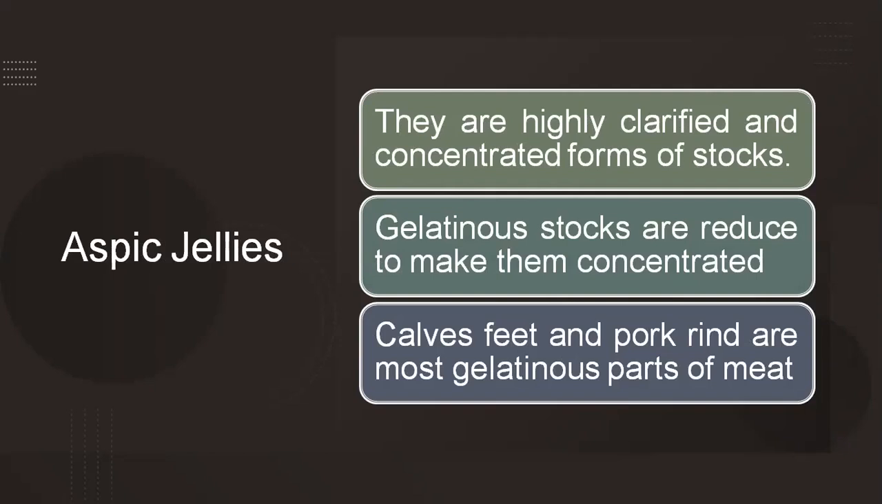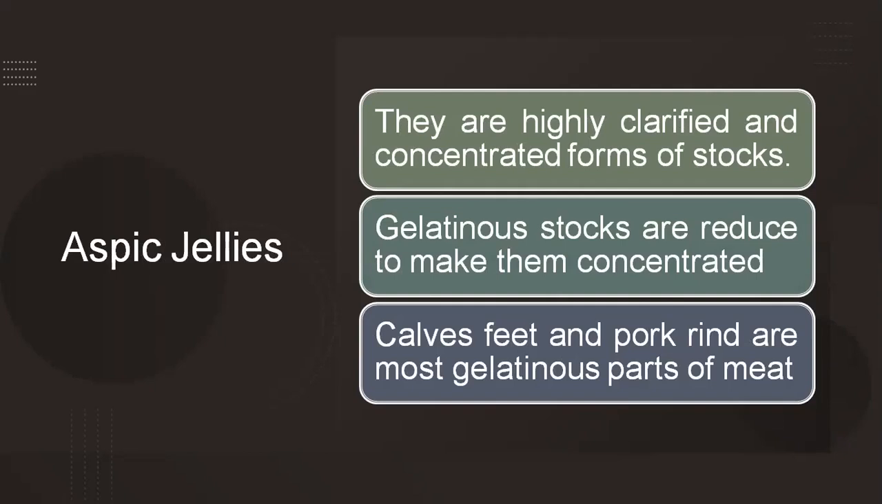Through reduction, it is possible for the cook to concentrate the natural gelatin content of the stock, creating a jelly. These are used to coat cold foods, providing moisture, protection, and flavor to the product. These jellies gain their savor and quality from the flavor of the stock used. It is the quality of the stock which ultimately determines the quality of the jelly.